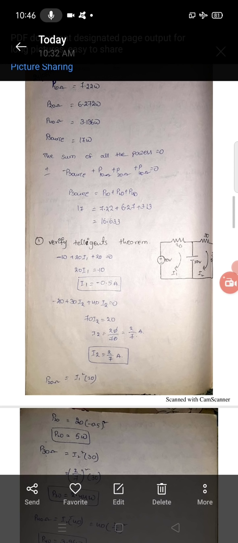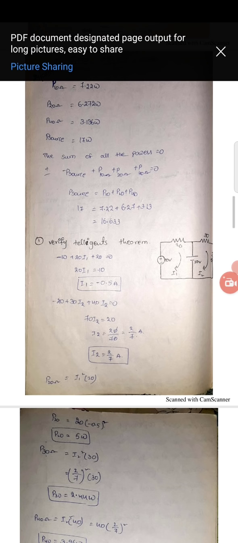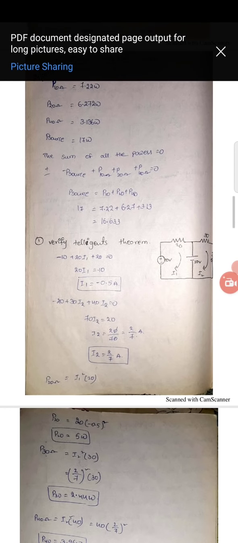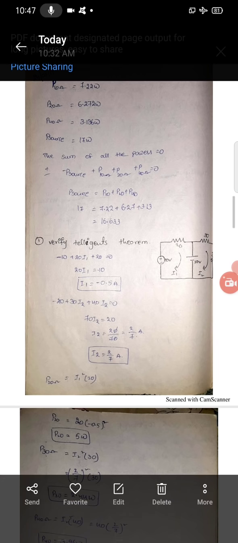Then the power absorbed by the 10 ohm resistance. Power absorbed by the 10 ohm resistor is the voltage across that branch into the current flowing through that branch. That is 7.22 watts. Similarly, the power absorbed by the 20 ohm resistance is 6.27 watts and the power absorbed by the 40 ohm resistor is 3.136 watts. Then the source power is the source voltage into the source current, that is 20 volts times 0.85, and you will get 17 watts.